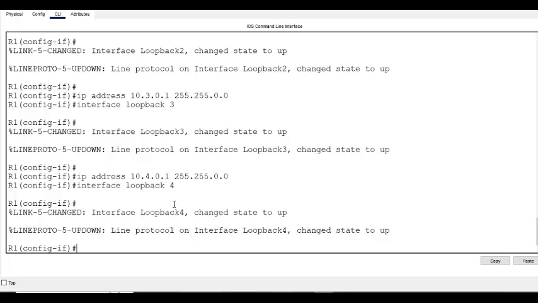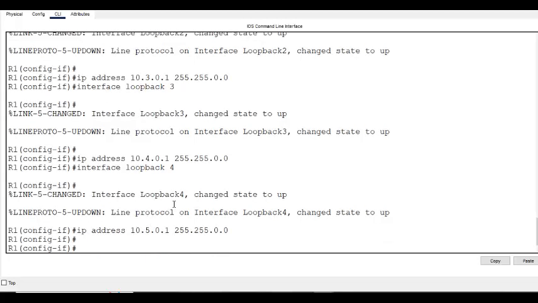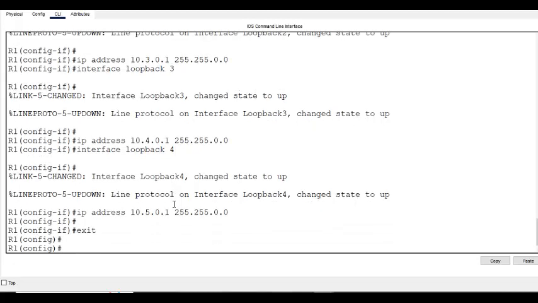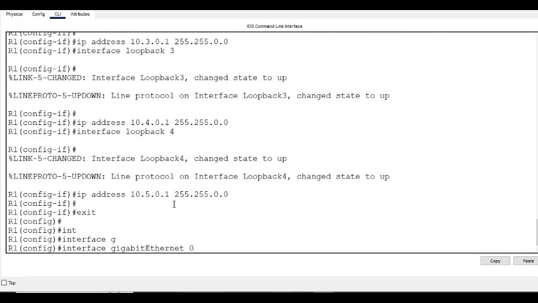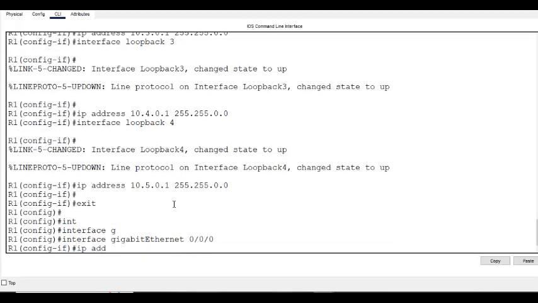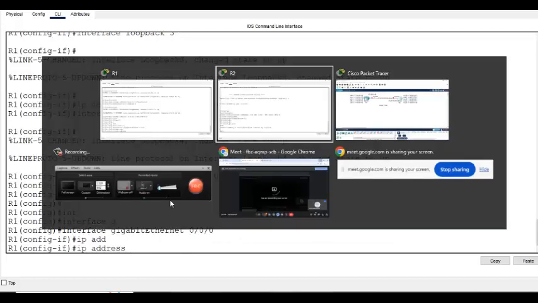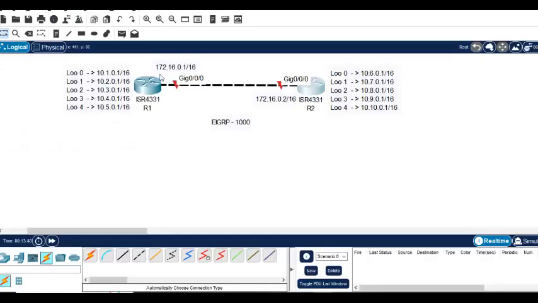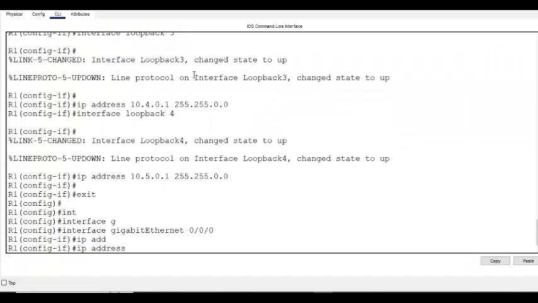And we also have one more interface, interface G0/0/0, with IP address 172.16.0.1 with a /16 mask. This you have to say no shutdown. Exit.